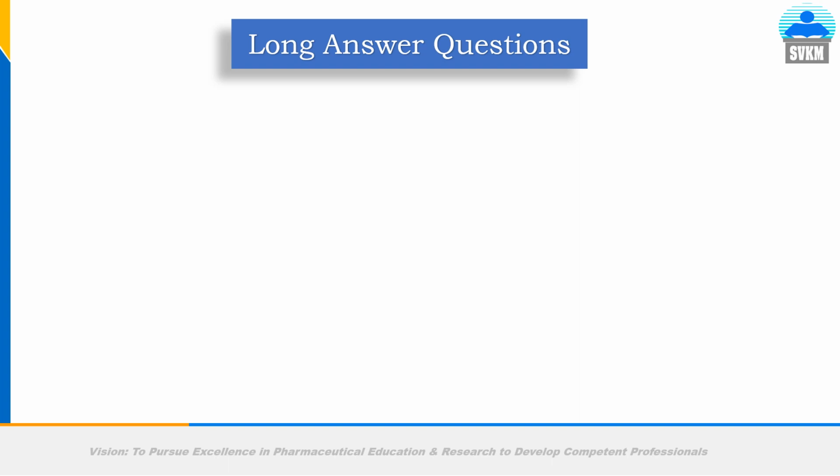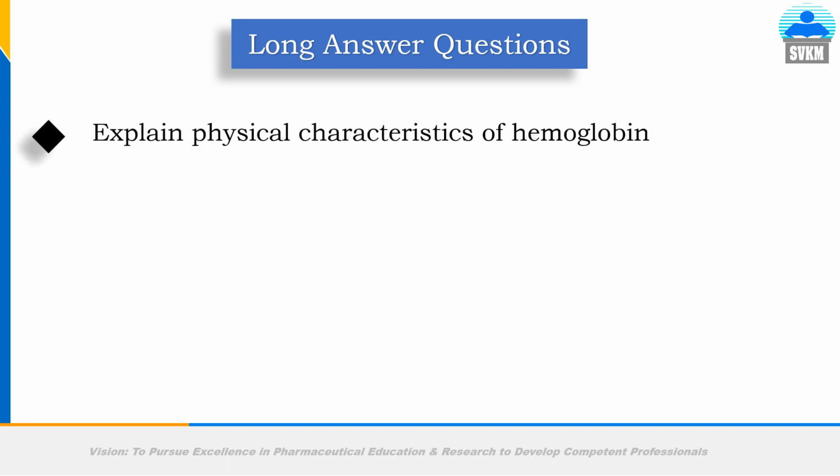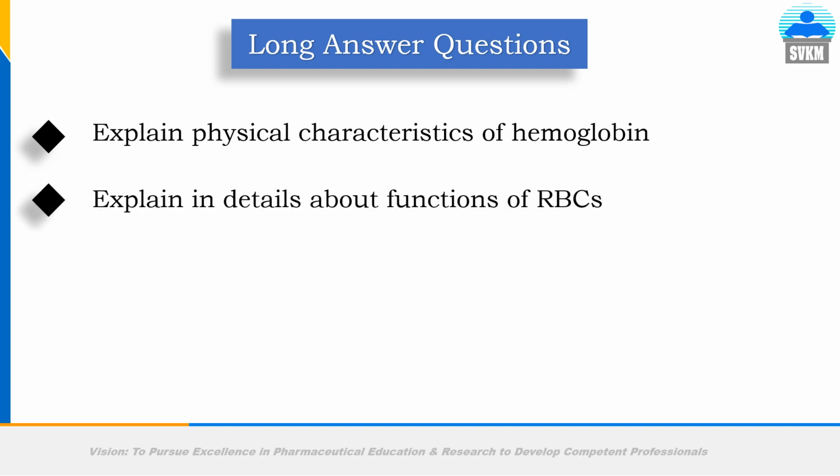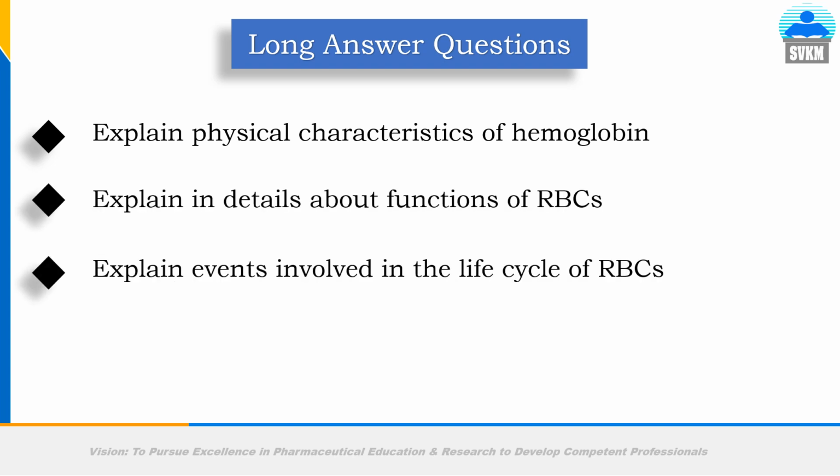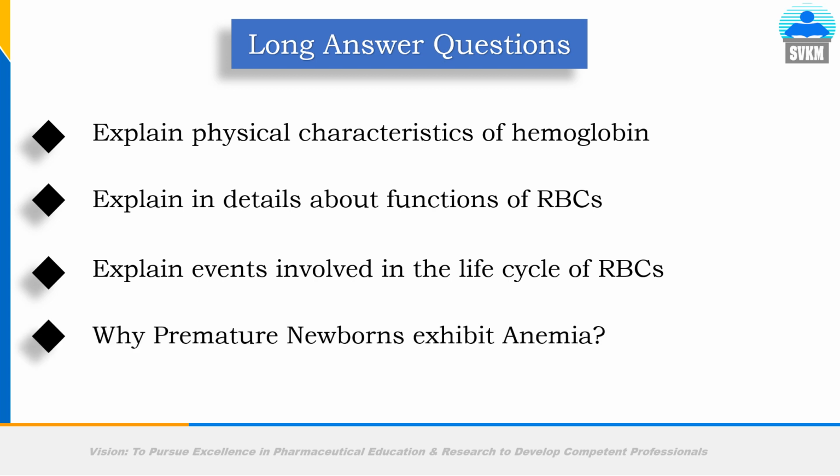There are some long answer questions. Explain the physical characteristics of hemoglobin. Second, explain in detail the function of the RBC. Explain events involved in the life cycle of the RBCs. Why do premature newborns exhibit anemia?